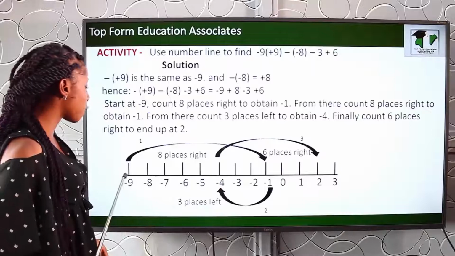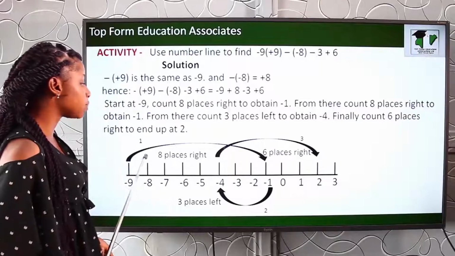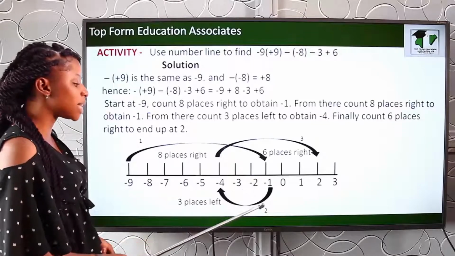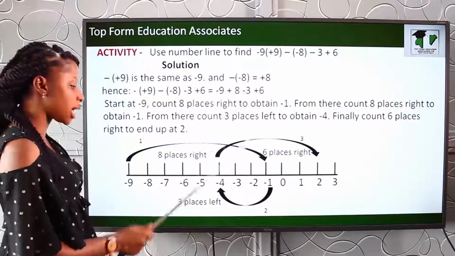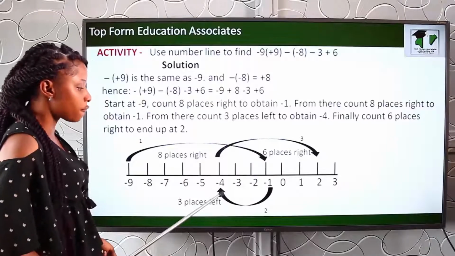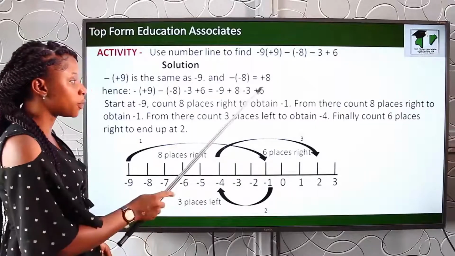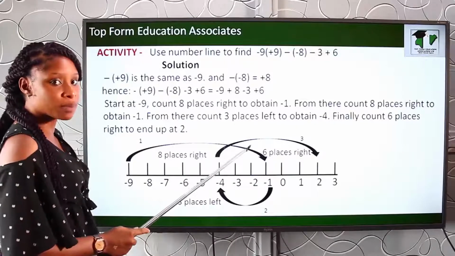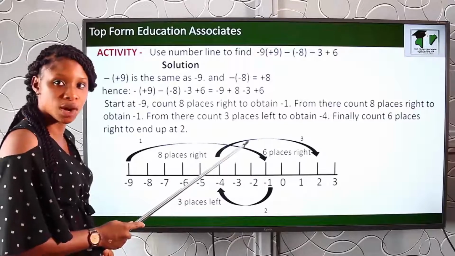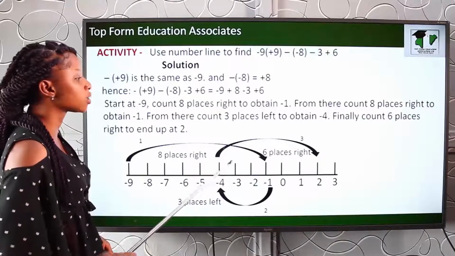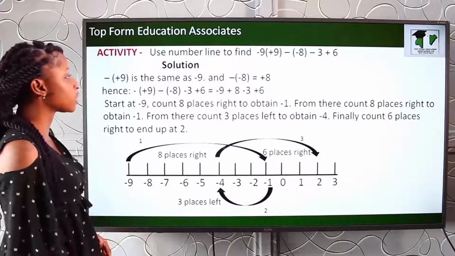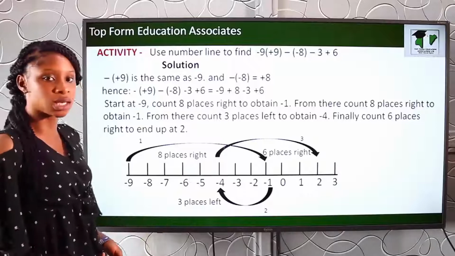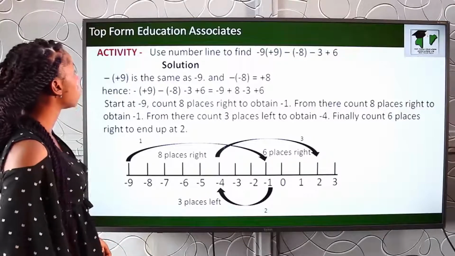We first of all counted from minus 9, 8 places right, and we got minus 1. Now from there, we are counting 3 places left because of this minus 3 here, and we've gotten minus 4. Now from there, we have plus 6 here. We're going to start from minus 4. I'm going to count 6 places right. Why? Because it is addition. Now when we do that, we have 2 as our answer. So therefore, minus 9 plus 8 minus 3 plus 6 is 2, or plus 2.